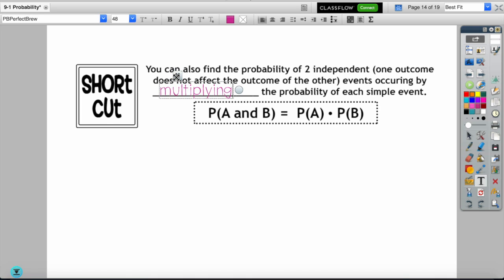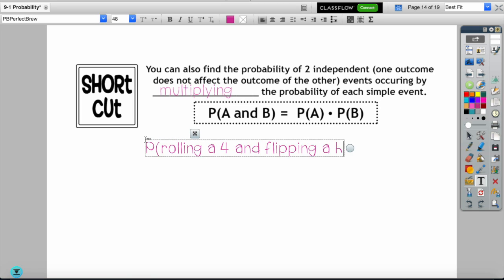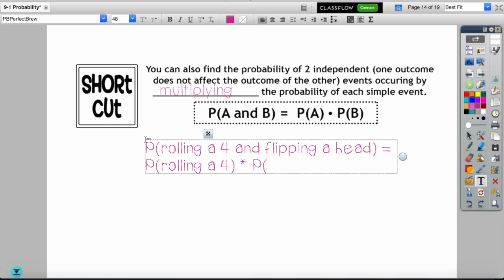So we can find the probability of compound events by multiplying the probability of each simple event. As you can see in this formula, the probability of A and B is equal to the probability of A times the probability of B. So the probability of rolling a 4 and flipping a head is equal to the probability of rolling a 4 times the probability of flipping a head. All you do is take those two probabilities and multiply them together.